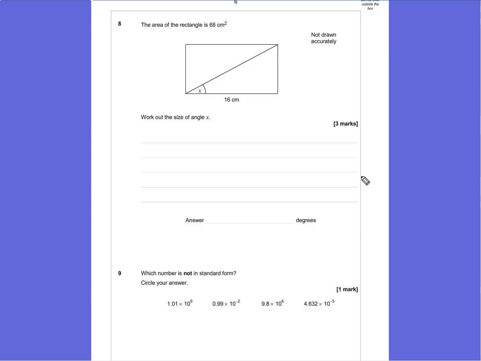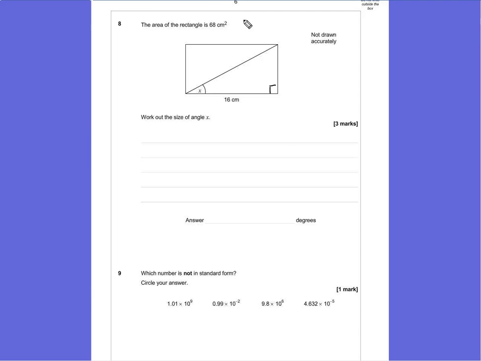To work out angle X, I would need to use trigonometry. Trigonometry lets us find a missing angle from a right angle triangle. Because this is a rectangle, we know that there is a right angle over here. To solve that then, we need one of these two lengths.